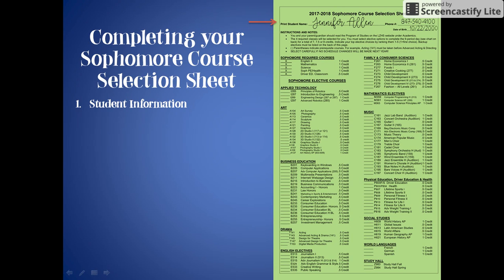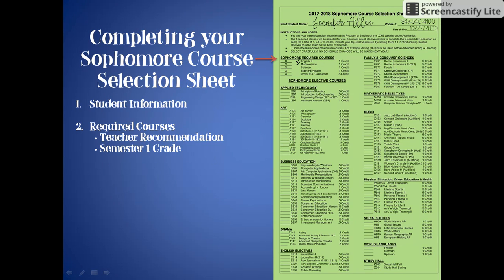Next, we'll take a look at the sophomore required courses. All sophomores will take English, Math, Science, 1 semester of PE, 1 semester of Health, and then Driver's Ed if you didn't take it your freshman year, summer school, or you're not planning on taking it externally. Your core courses are based on teacher recommendations and your semester 1 grade. That would be for your English class, your math class, and your science class.